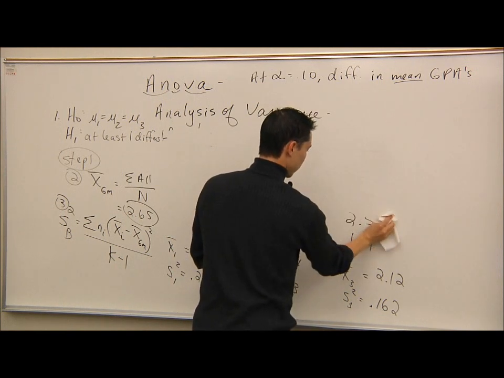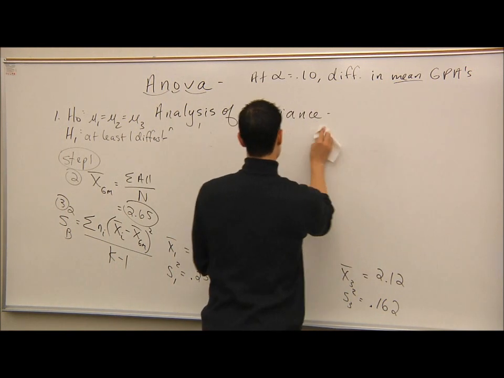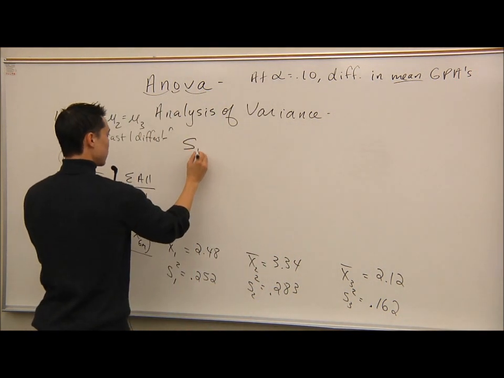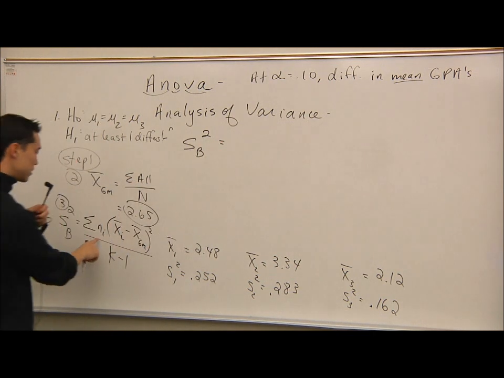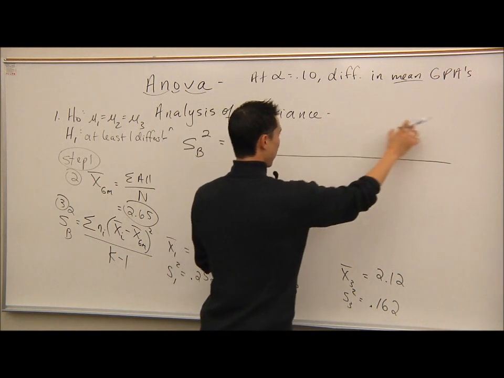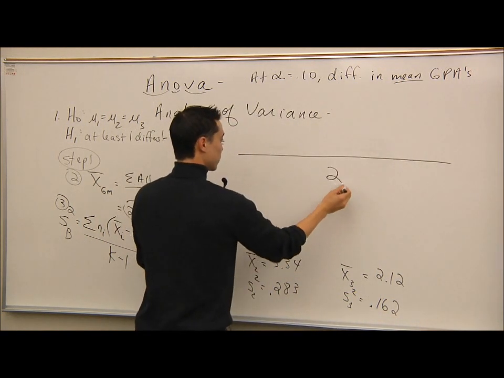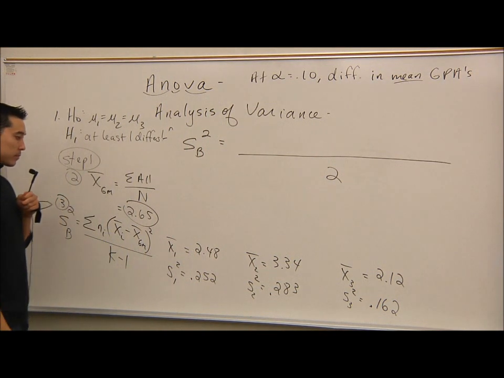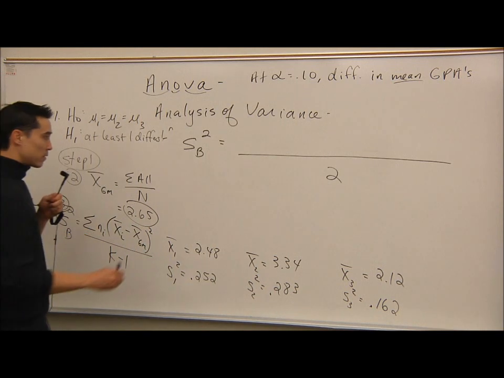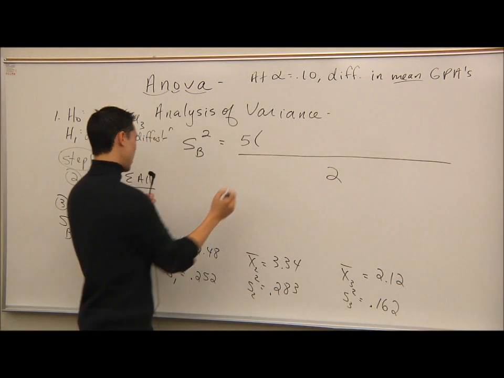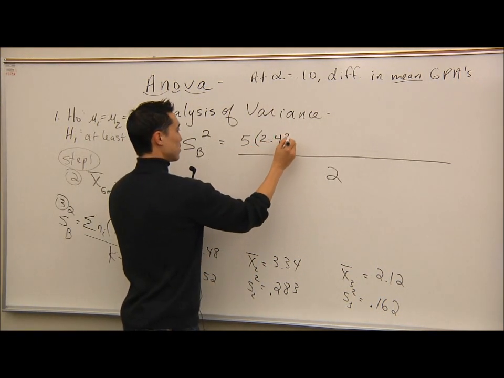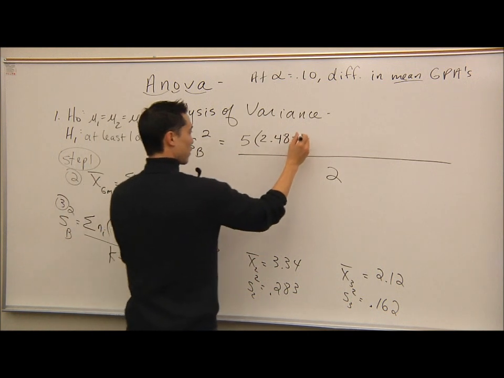And we can take a look at this formula in a little bit more detail. Okay, so let's see if we can get this. So S B squared is the summation, so we're going to add stuff. So I'm just going to put a big numerator because we're going to add. The denominator is just k minus 1, which is just 2. Okay, so I'm going to start with each sample. So we have the first sample, which is 5 people were in that sample, times the first mean, which is 2.48, minus the grand mean, which is 2.65 squared.